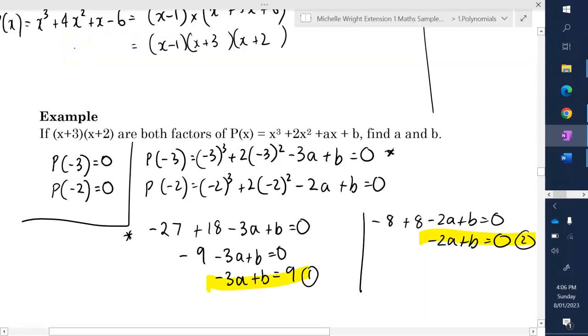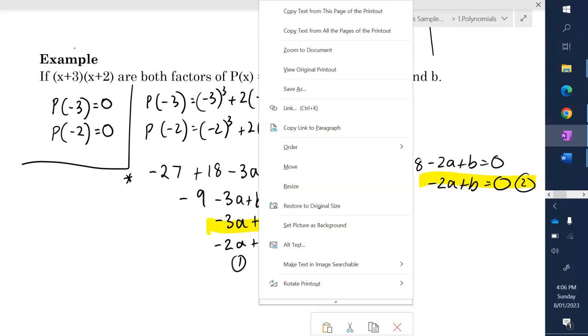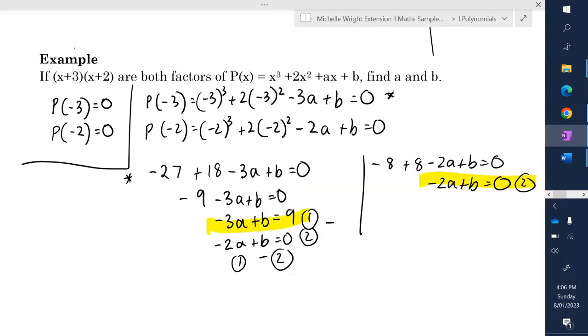We could just add those two together. Might be the easiest way. I'll write this one underneath here. Minus 2a plus b is equal to 0. And let's take them away. Let's go 1, take away 2, because then that will eliminate our b's. So minus 3a minus minus 2a is minus 3a plus 2a, which is minus a, is going to equal, the b's disappear, 9. So a is minus 9.